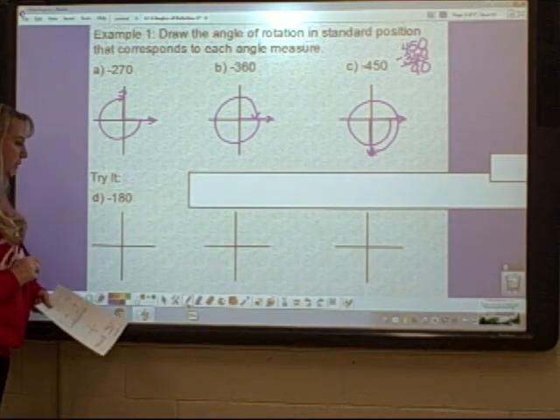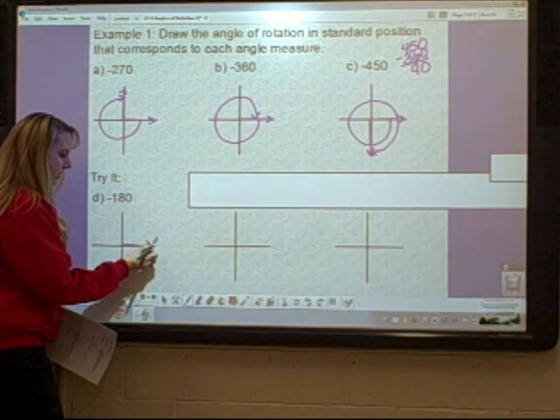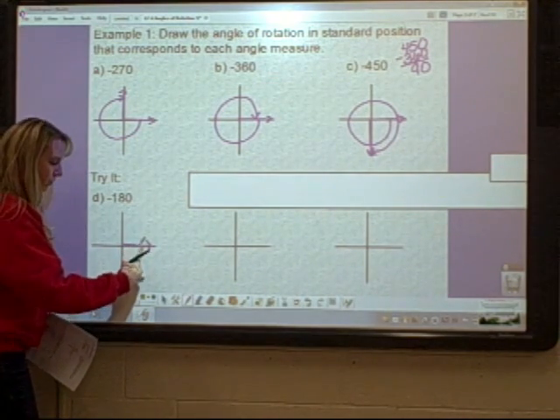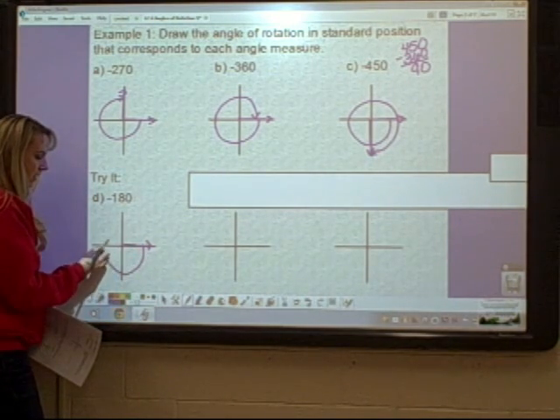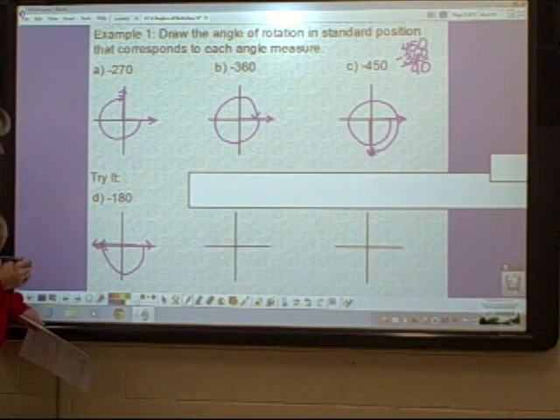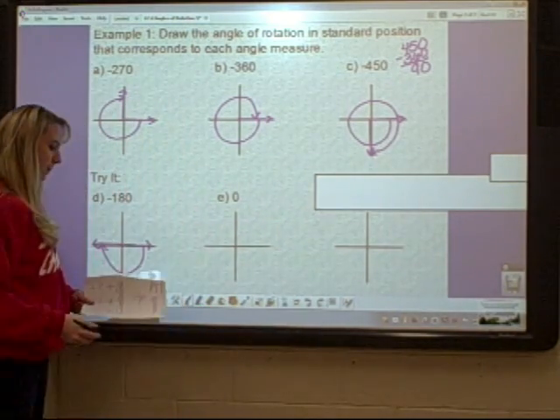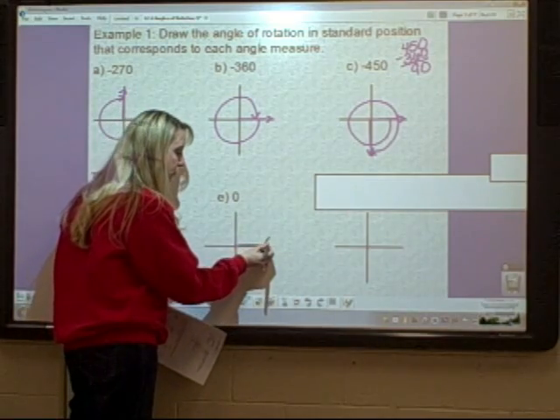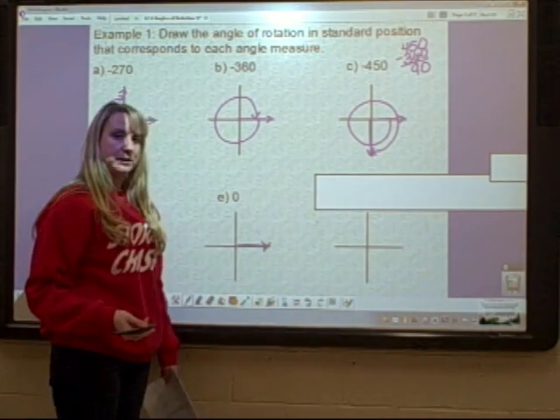So let's look at this one, negative 180. Start with my initial side. A negative 180 means that I'm going to go backwards, or I'm going to go in this clockwise direction, and I'm going to stop at the negative 180. If I do 0, I start with my initial side, and I don't go anywhere. So that represents my 0.